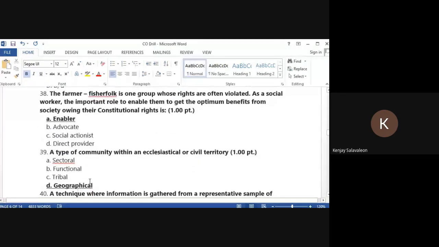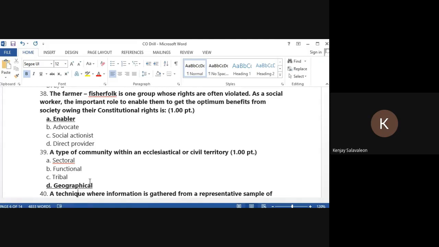38. The farmer fisher folk is one group whose rights are often violated. As a social worker, the important role to enable them to get to the optimum benefits from society owing their constitutional right is, ito medyo tricky ito kasi almost the same yung option, no? Dalawang option dyan. Direct provider, hindi pwede. Actually, direct provider is just to mitigate the existing problem, no? Ano lang, superficial lang siya.